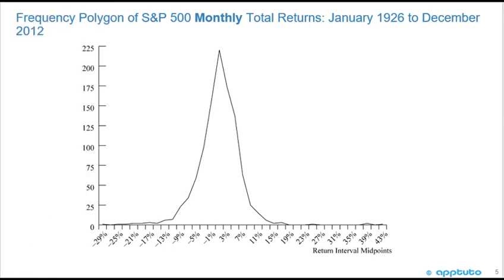Okay, this is the last slide for this LOS, and it's just showing a frequency polygon of the S&P 500 monthly total returns from January 1926 to 2012. So as we had said, a polygon is a line graph that emphasizes the continuous frequencies. And that's the last slide for this LOS.